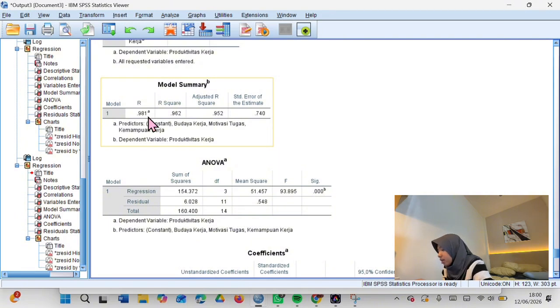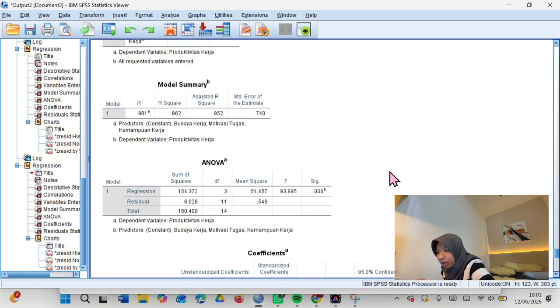This means that 96,2% of the variation in work productivity can be explained by the three independent variables included in the model. The remaining 3,8% is influenced by other factors outside this study. Based on this result, the regression model can be considered very good in explaining work productivity.